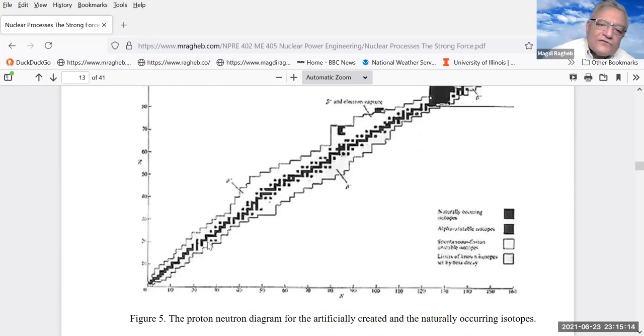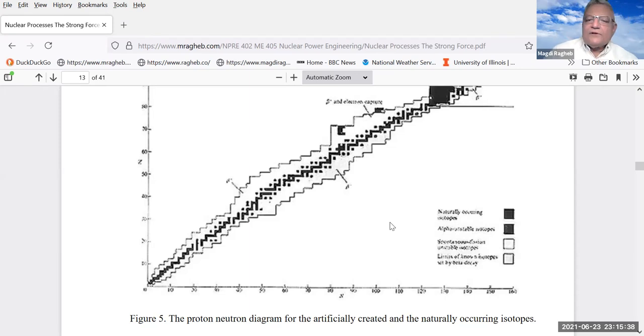You find that those little squares here on the Z against N curve are the natural isotopes, but above that line have an excess number of protons, and some isotopes have an excess number of neutrons because they are on the side of the N axis.